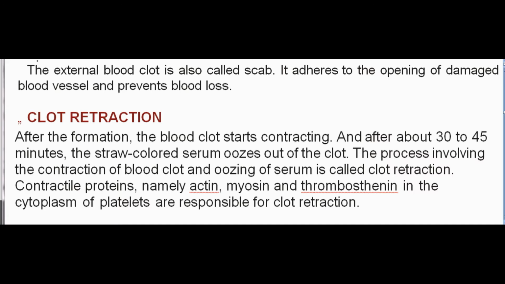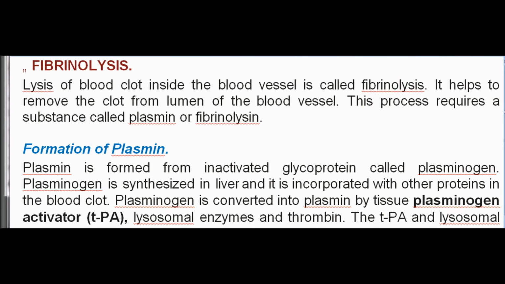Clot retraction. After the formation, the blood clot starts contracting. And after about 30 to 45 minutes, the straw-colored serum oozes out of the clot. The process involving the contraction of blood clot and oozing of serum is called clot retraction. Contractile proteins, namely actin, myosin, and thrombosthenin in the cytoplasm of platelets are responsible for clot retraction.